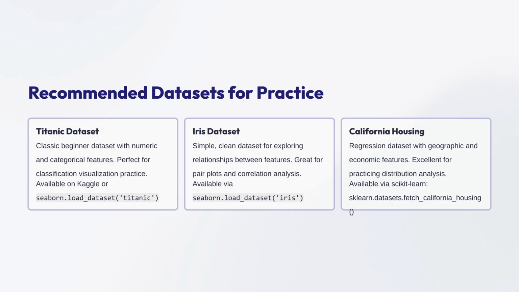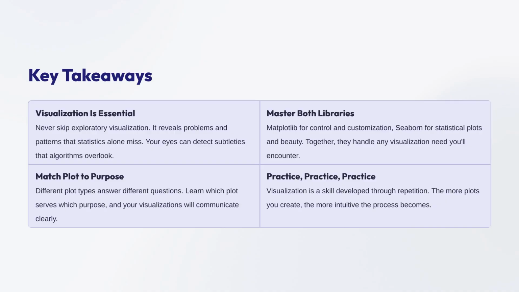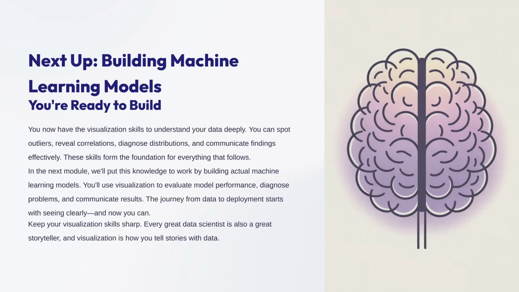Key takeaways: visualization is essential. Master both Matplotlib for control and Seaborn for statistical plots. Match the plot to its purpose. And finally, practice to make the process intuitive. You now have the visualization skills to deeply understand your data. These skills form the foundation for what's next: building actual machine learning models. Keep these skills sharp, as every great data scientist is also a great storyteller.